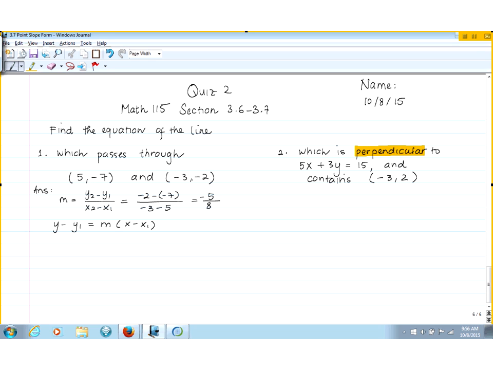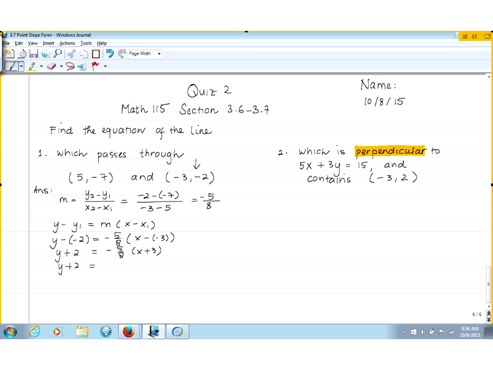Now, which point do we want to use? Is this the first one or the second one? It doesn't matter. The second one? Okay, so we will use this one. So y minus y1. What is y1 here? Negative 2 is equal to negative 5 over 8 times x minus x1. What is x1? Negative 3. Now, could I have used the first point? Yes, you can. And the answer will be the same. So y plus 2 is equal to negative 5 over 8 times x plus 3.